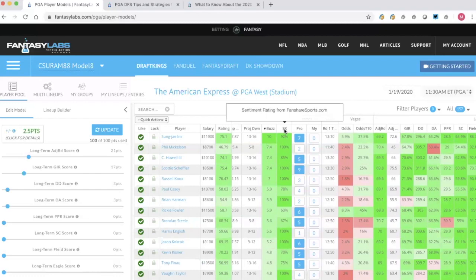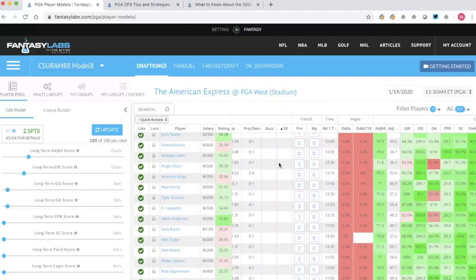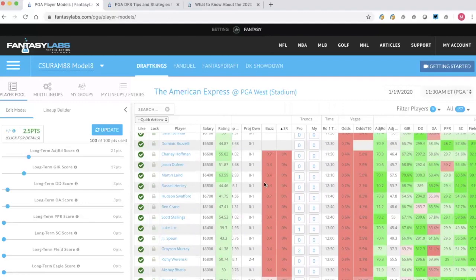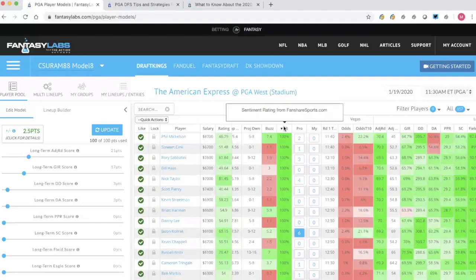Sentiment rating is just how much of the buzz that they're receiving is positive. So, not all news is good news. It looks like the news for Im is mostly positive. That's why he has a 92% sentiment rating, but it can be lower if there are guys that are being talked about as fades or guys to not target. So that's another thing that you can use if you're looking to target some contrarian golfers.